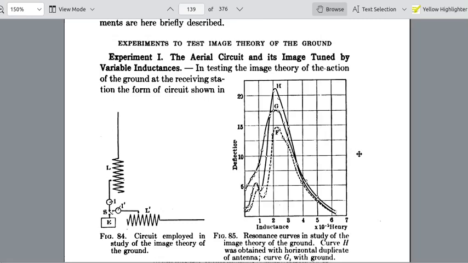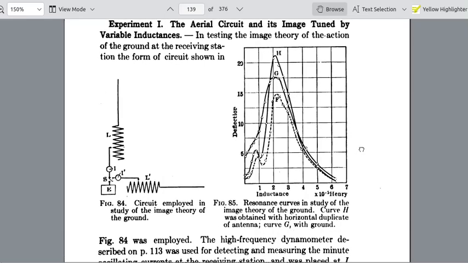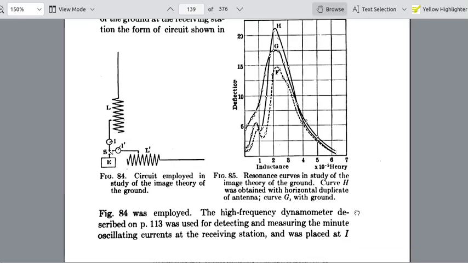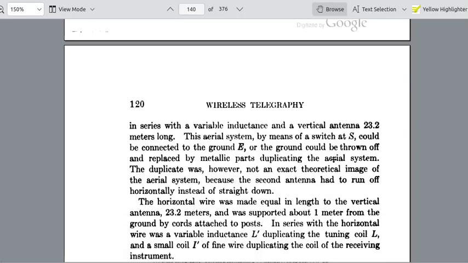In testing the image theory of the action of the ground at the receiving station, the form of circuit shown in figure 84 was employed. The high-frequency dynamometer described previously was used for detecting and measuring the minute oscillating currents at the receiving station and was placed at I in series with a variable inductance and a vertical antenna 23.2 meters long. This aerial system, by means of a switch at S, could be connected to the ground B, or the ground could be thrown off and replaced by metallic parts duplicating the aerial system.